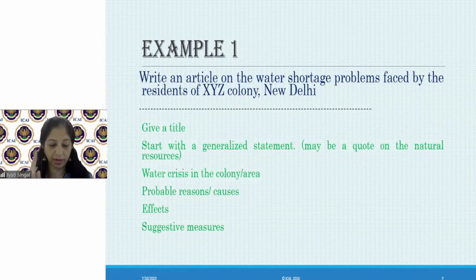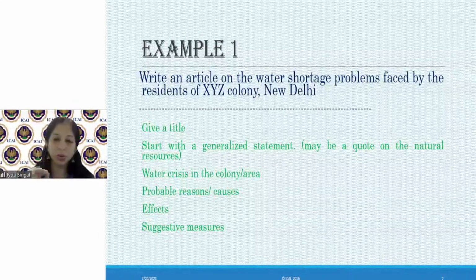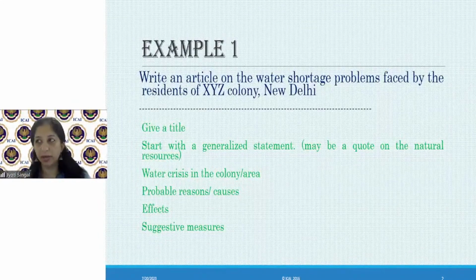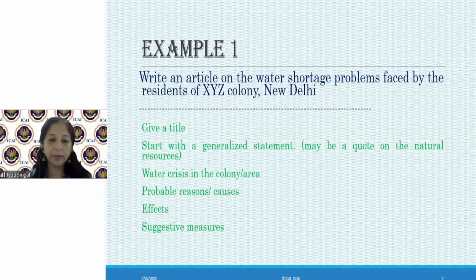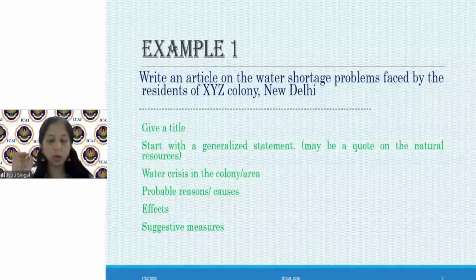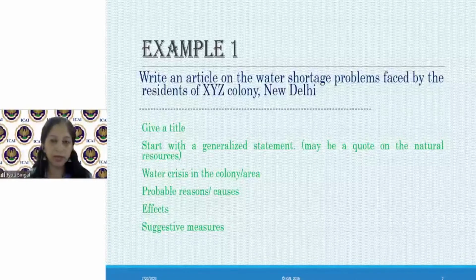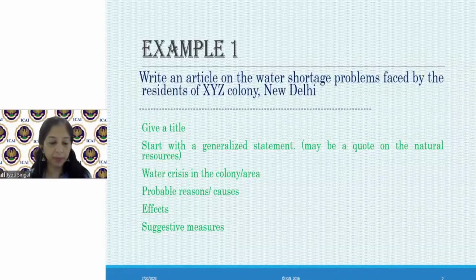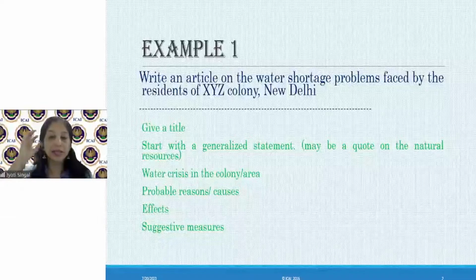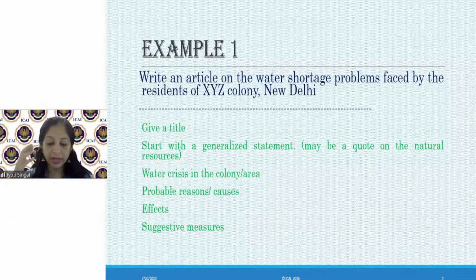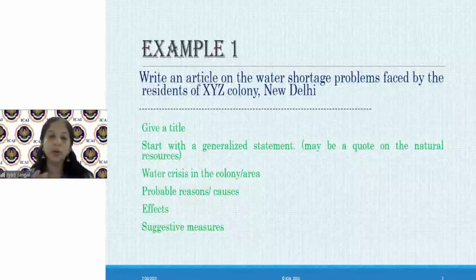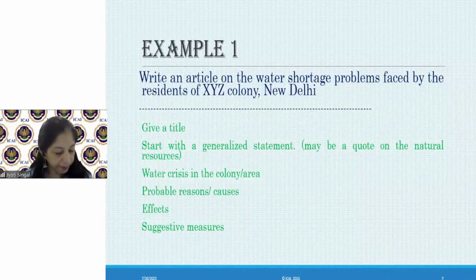Okay, that can be one. Second, it can be water shortage, a menace in XYZ colony. Third can be residents of XYZ colony complaining no water past 5 days. You can put a colon and you can give this. I hope all of you are listening carefully. I'm giving you various examples to understand the possibilities of title. Title is a very important thing because that is actually the story which is building you for further reading. अगर स्टोरी का टाइटल ही इंटरेस्टिंग नहीं है, nobody will read your story further.